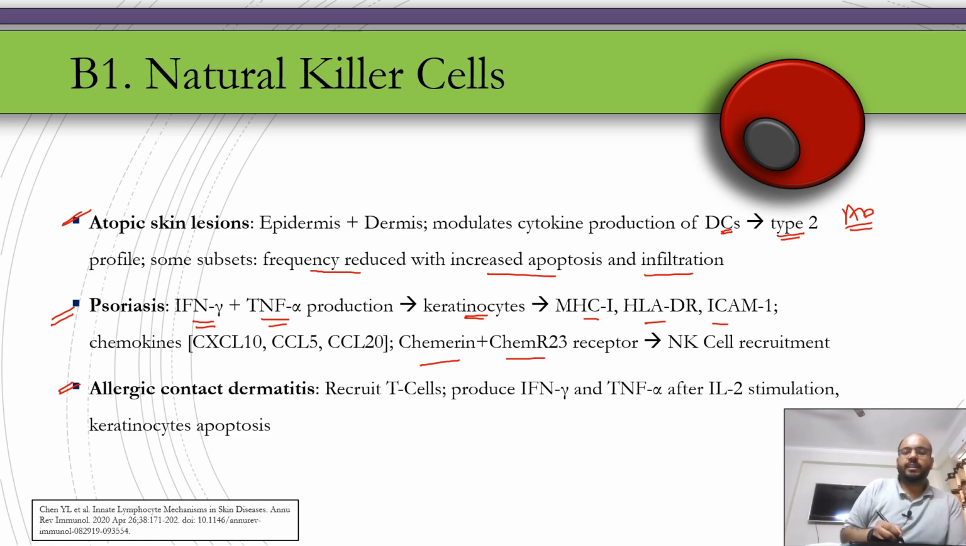Now, in allergic contact dermatitis, NK cells are responsible to recruit T cells, and produce interferon gamma and TNF alpha after IL-2 stimulation, and it can also lead to apoptosis of keratinocytes. Remember, the function of NK cells is to destroy other cells, namely, in this case, keratinocytes. Clear? So we have discussed the role of NK cells in skin. Let's move forward.